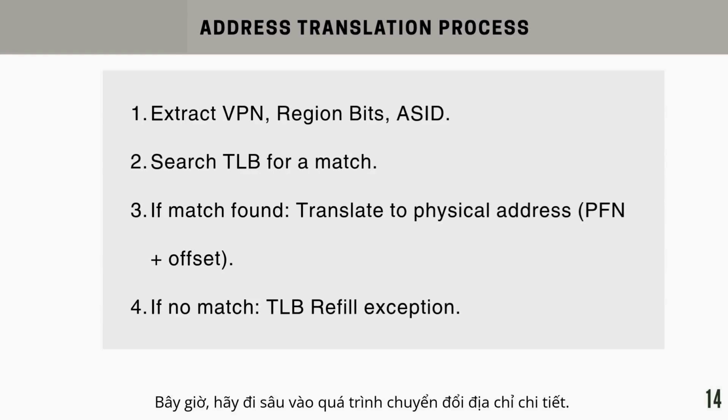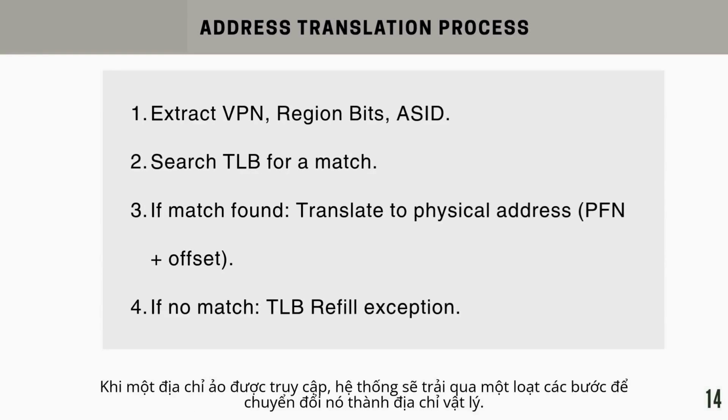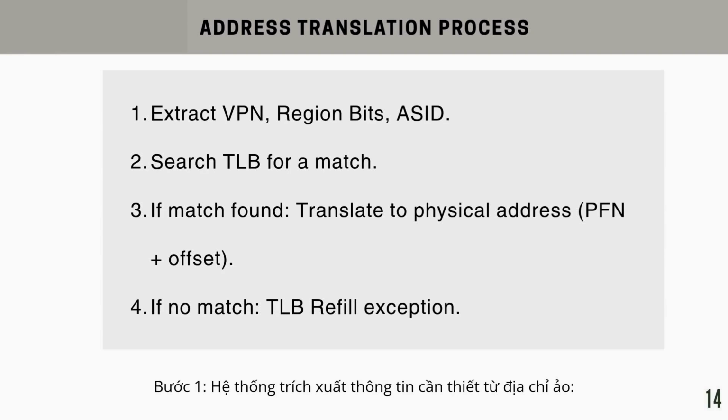Let's now dive into a detailed address translation process. When a virtual address is accessed, the system goes through a series of steps to convert it into a physical address. Step number 1, the system begins by extracting key components from the virtual address. These include the virtual page number VPN, the region bits, the address space identifier ASID.